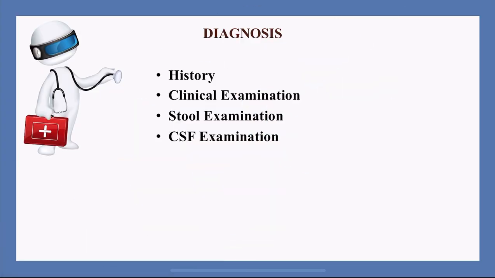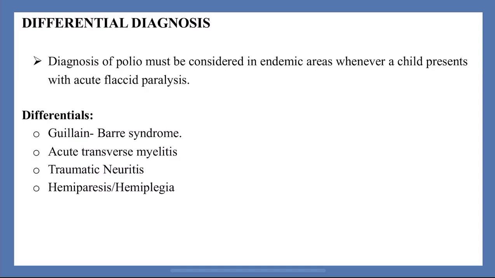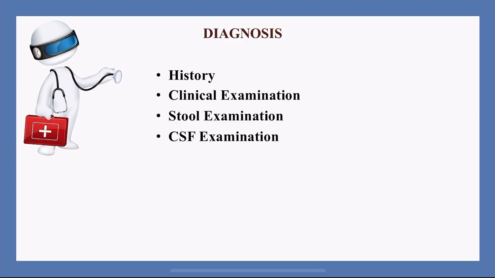Moving further to the diagnosis: the history, clinical examination, stool examination, and CSF examination. Is it clear? We'll begin with the history. History taking is very important. We need to inquire if there was a history of fever in the past, and then the clinical examination has to be done. We need to elicit the reflexes, look for the weakness which is present in all the patients. The stool examination is done to identify the virus, and CSF examination again to isolate the virus. Is it clear?